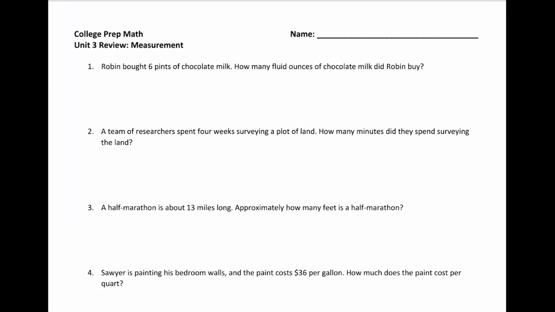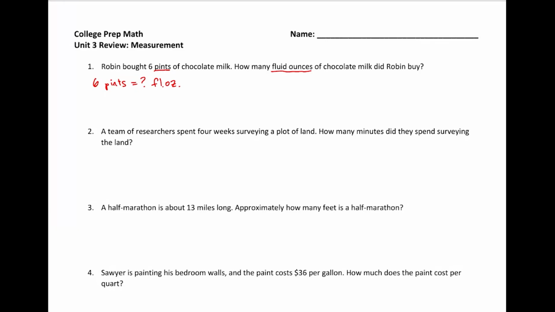So the important thing here is to identify what you're given and what you're trying to convert it to. For number 1, it says, Robin bought 6 pints of chocolate milk. How many fluid ounces did Robin buy? So what we're trying to do is go from pints to fluid ounces. For each one of these problems, I'm going to write out what we start with and what we are trying to end up with, and then show you how we get there. So 6 pints is equal to how many fluid ounces?